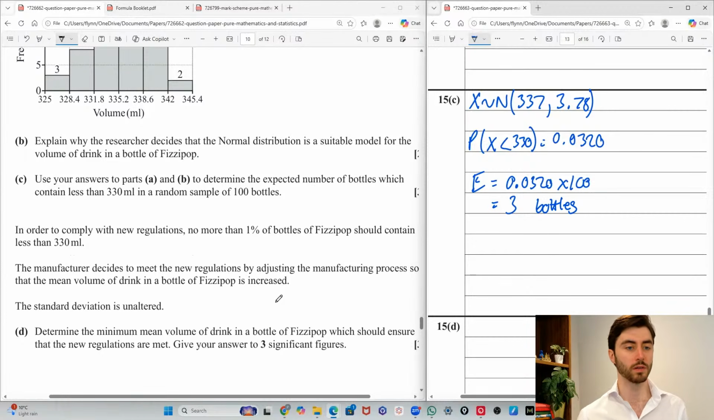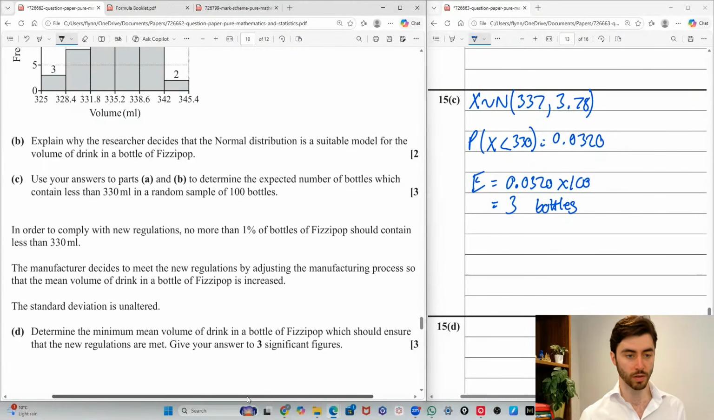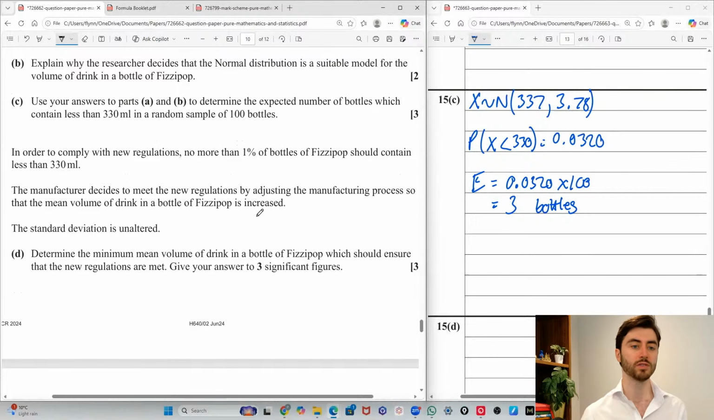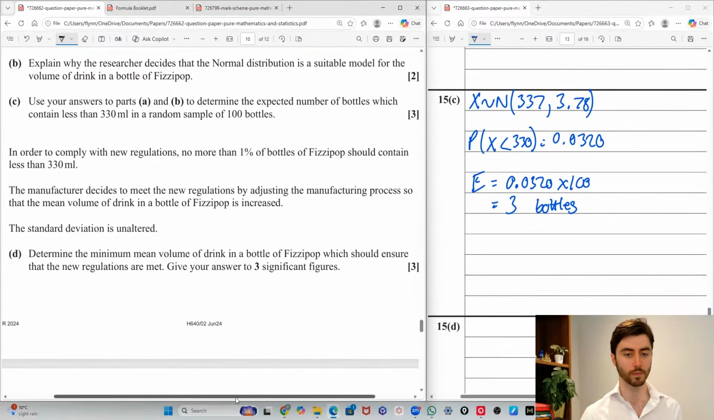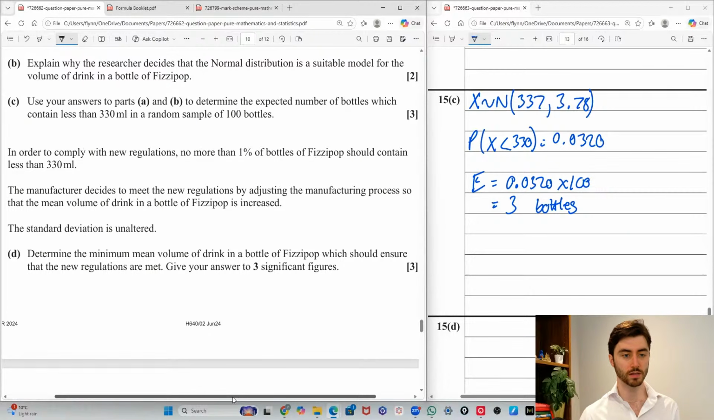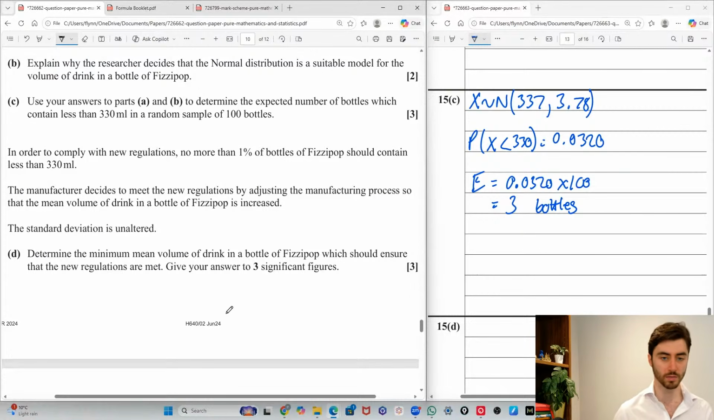In order to comply with the new regulations, no more than 1% should contain less than 330. The manufacturer decides to meet the new regulations by adjusting the process. So the mean is increased. The standard deviation is unaltered. Determine the minimum mean volume which would ensure the new regulations are met.